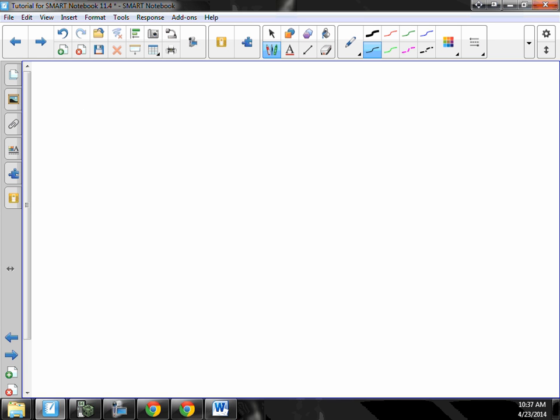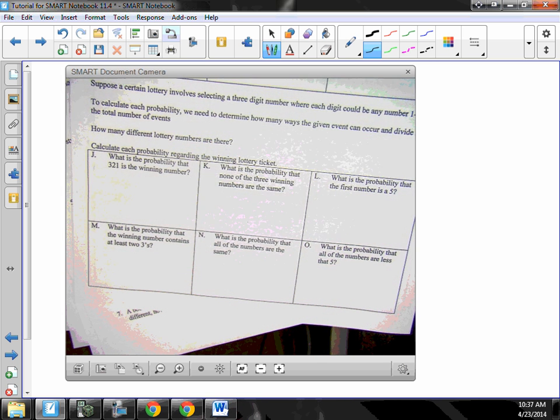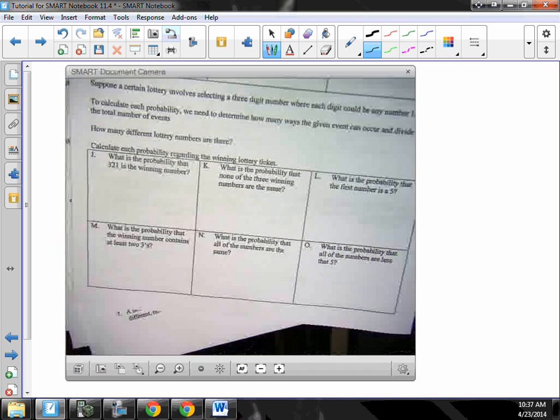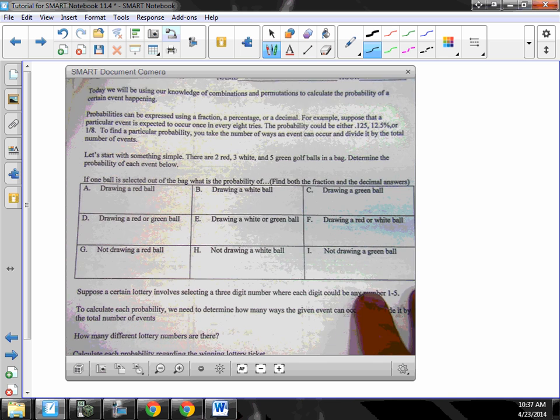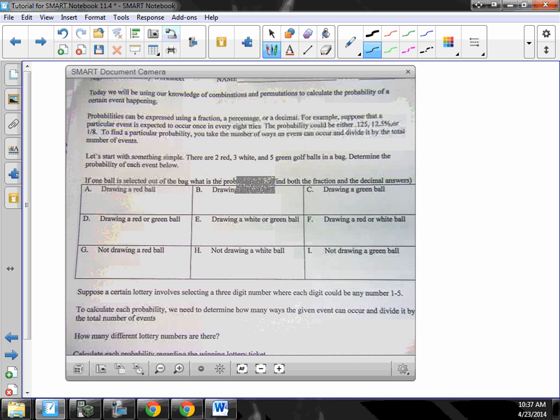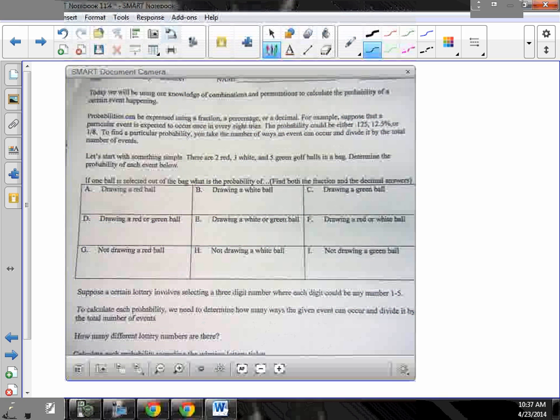So today we're going to do probability using combinations and permutations. If you look at the second paragraph on this worksheet, probabilities can be expressed using a fraction, percentage, or decimal. For example, suppose that a particular event is expected to occur once in every 8 tries. The probability could be either 0.125, 12.5%, or 1/8. Those all mean the exact same thing.